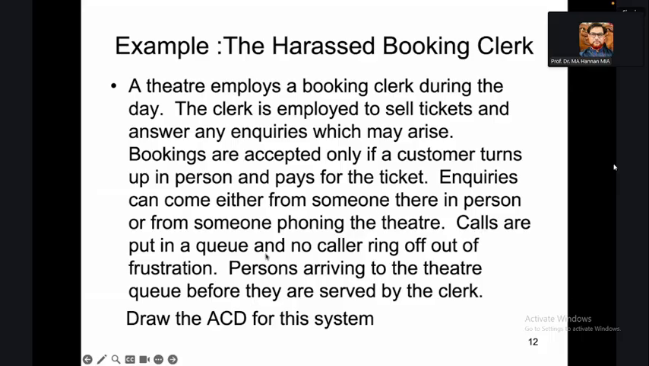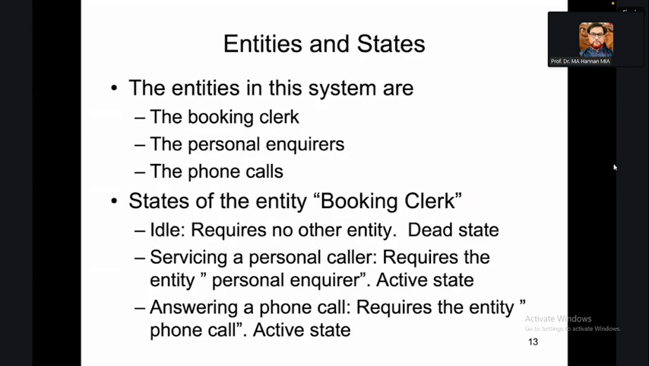Then calls are put in a queue. When you are calling over the phone, the call is an activity. Okay, so the phone call is an activity because when you call, you dial, and the booking clerk has to receive it and start talking. Okay. So if you can understand this, the entities in the system are the booking clerk, the personal inquirers, and the phone call. So we need to identify the states of these entities.